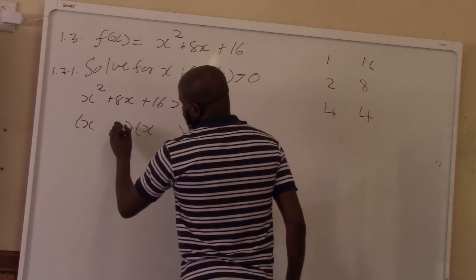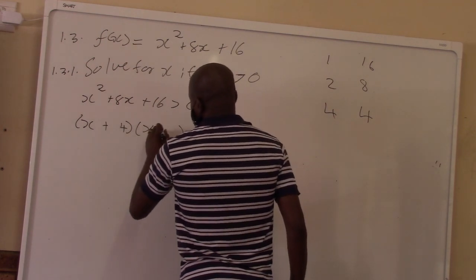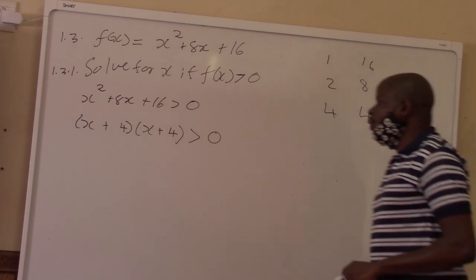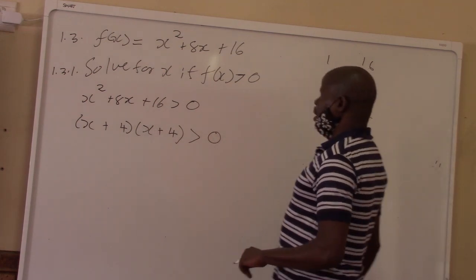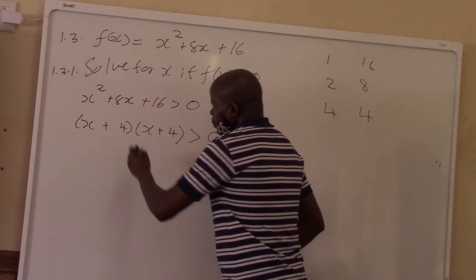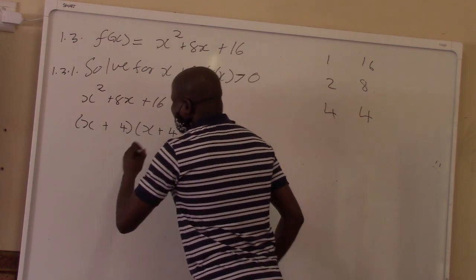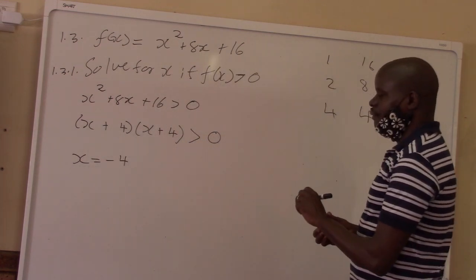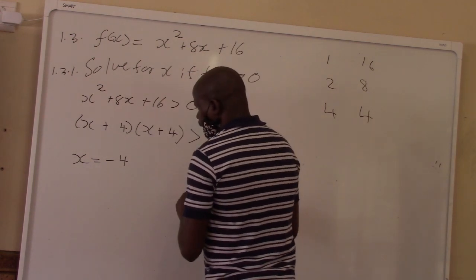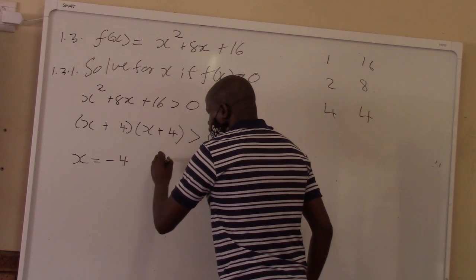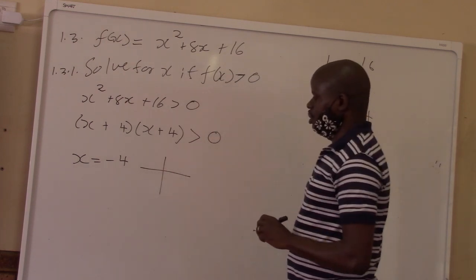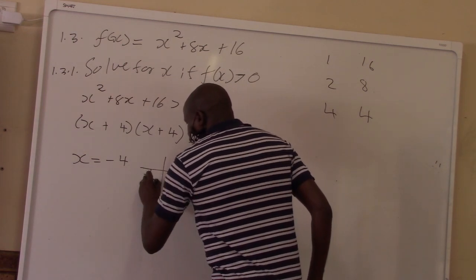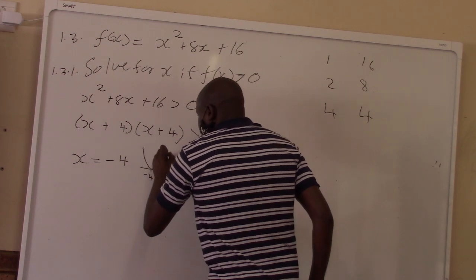So we are having x plus 4 squared, and it is greater than 0. So now it means that the critical value is just going to be x equals negative 4. If x equals -4, then we have to substitute this in a rough sketch. So that -4 is where it's going to turn. Then it's going to be like that, our rough sketch.